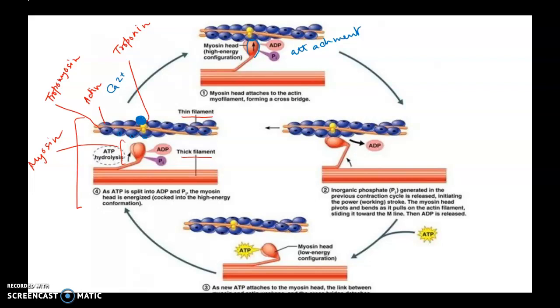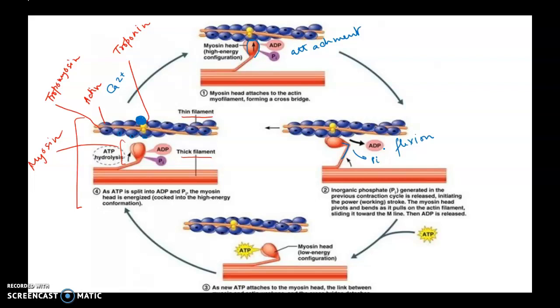As the myosin heads attach, so this is attachment. Immediately after it attaches, the myosin heads flex. Do you see that the head is flexing? So there is flexion of the myosin heads, and as there is flexion, the inorganic phosphate or the PI gets released. So the flexion of the myosin heads releases the inorganic phosphate or PI.